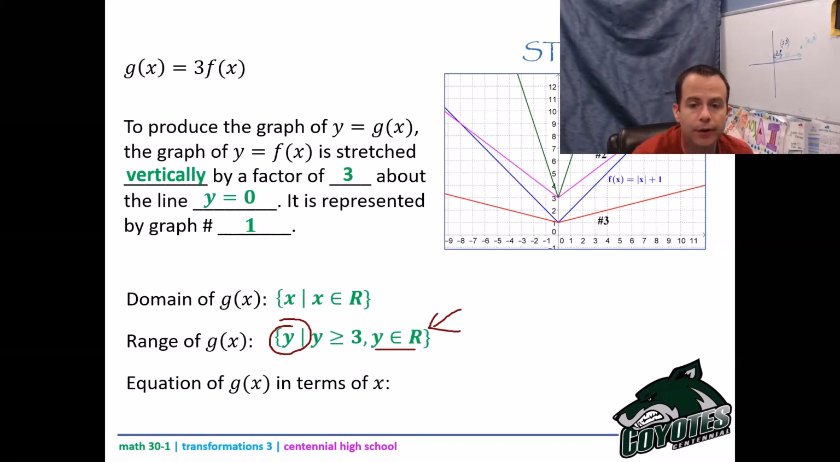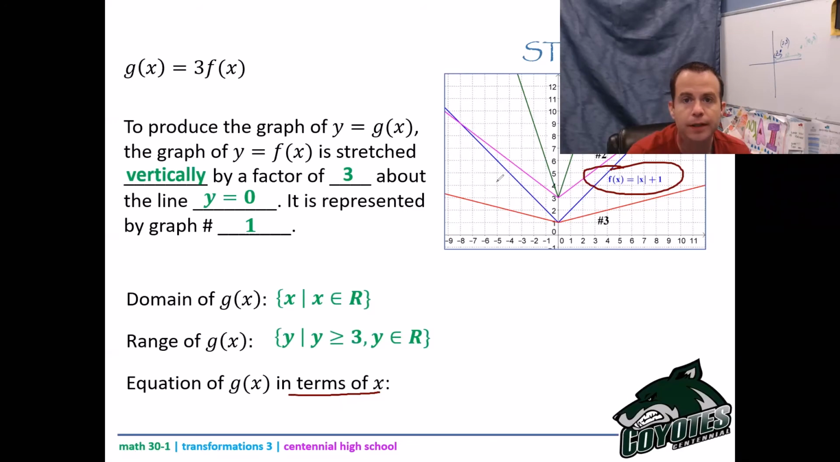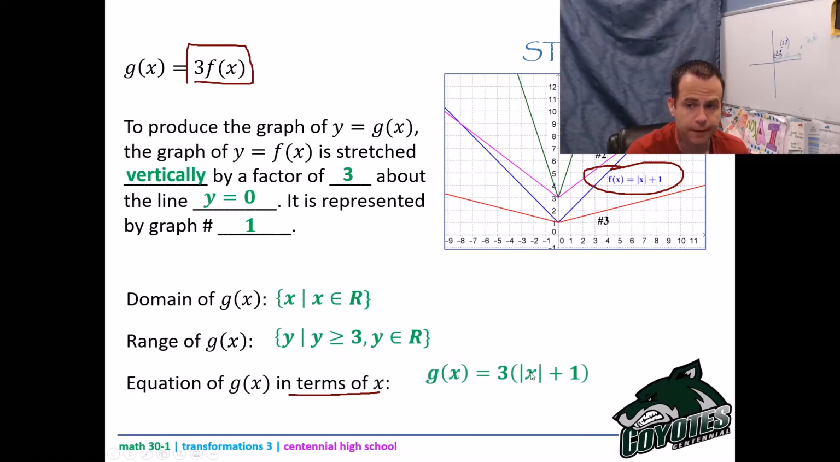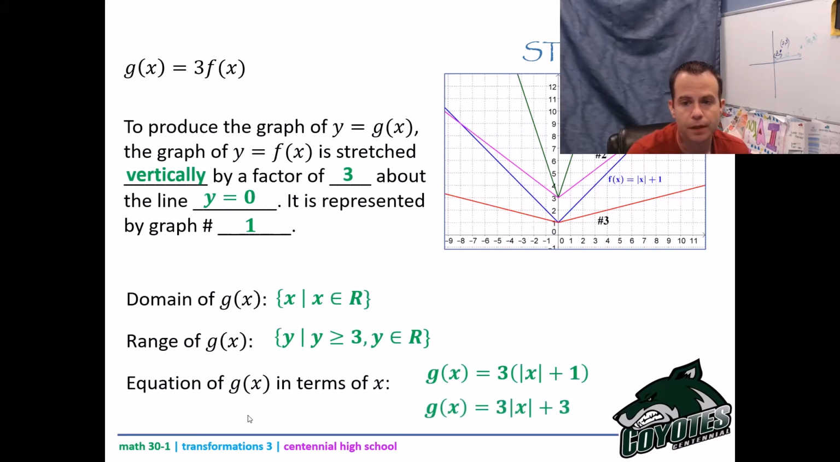Now it says the equation of g of x in terms of x. Remember, that means I want the actual graphable equation. Well, I know what my original equation was. Here's my original equation. This says take f of x and multiply it by 3. So I'm just going to take f of x, which is the absolute value of x plus 1, and multiply it by 3. So that's going to look like this. I took f of x and multiplied it by 3. Now I'll clean that up and distribute the 3, and then I'm good to go.